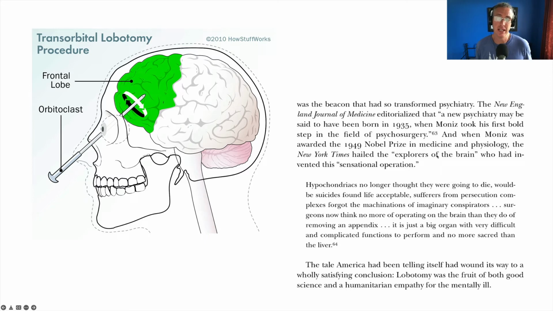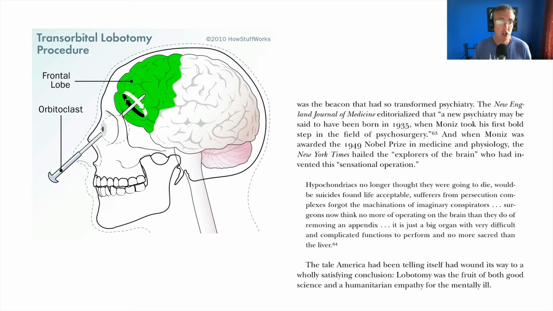So Moniz was the guy that started all this. Let's read a little bit of this. This was considered the beacon that had so transformed psychiatry. The New England Journal of Medicine editorialized that a new psychiatry may be said to have been born in 1935, when Moniz took his first bold step into the field of psychosurgery. And Moniz was awarded the 1949 Nobel Prize in Medicine and Physiology; the New York Times hailed the explorers of the brain who invented this sensational operation. So Moniz, the guy that came up with this at first, was highly acclaimed because it had calmed.